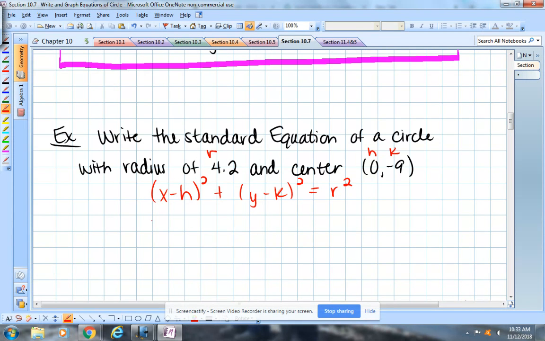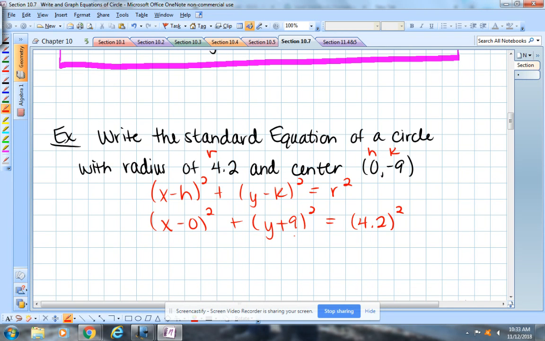Okay? So that minus in those parentheses means you're going to change the sign of h and k. So I'm going to say, well, 0 doesn't have a sign, so you can leave that a minus. Plus, where it says y minus k, well, your k is −9, so minus a negative changes to a plus. So y plus 9, equals r squared. And what's my r? 4.2 squared.